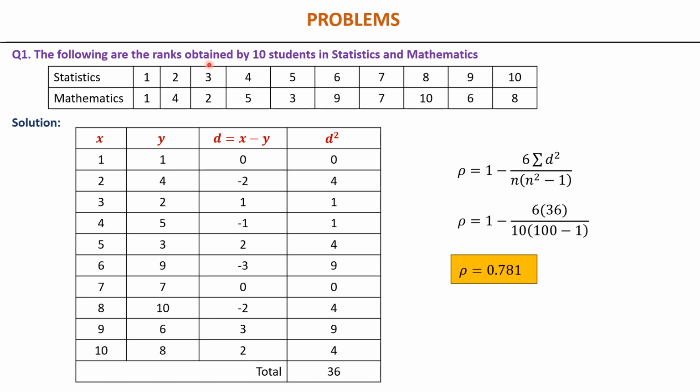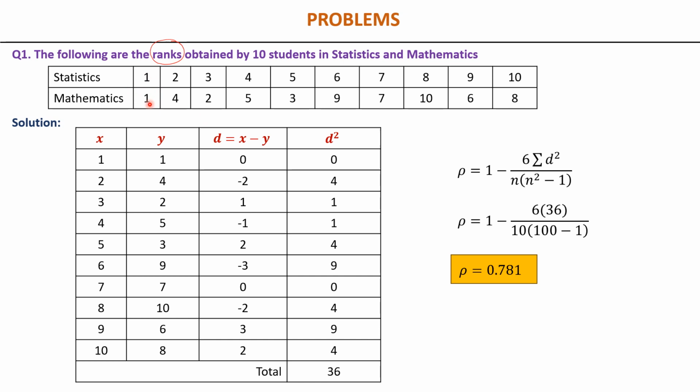The following are the ranks obtained by 10 students in statistics and marks. So kindly note that he has already given you the ranks. So you are not given the marks, so you don't have the task of finding the ranks. And of 10 students, the ranks are already allocated, and you see there is no repeating ranks anywhere. So it is formula number 1 that we will apply.